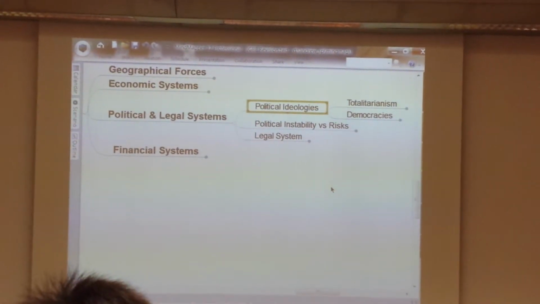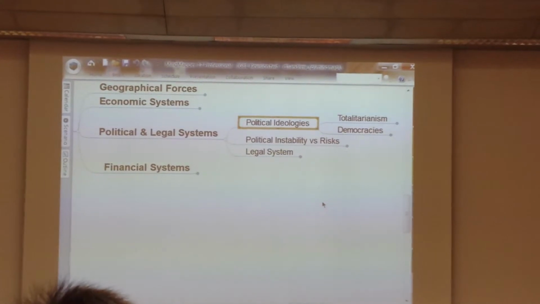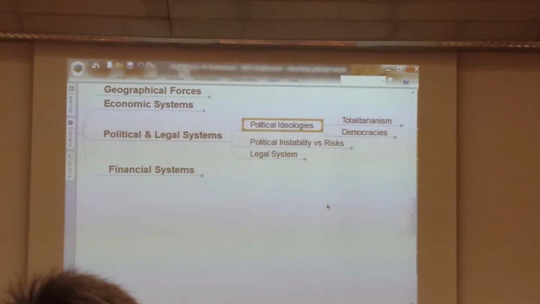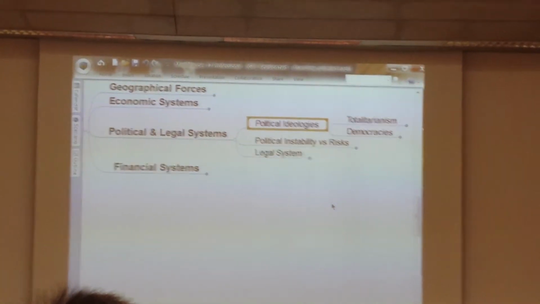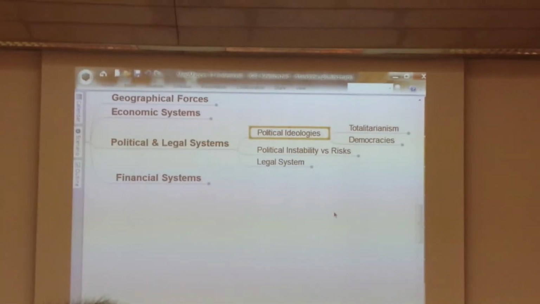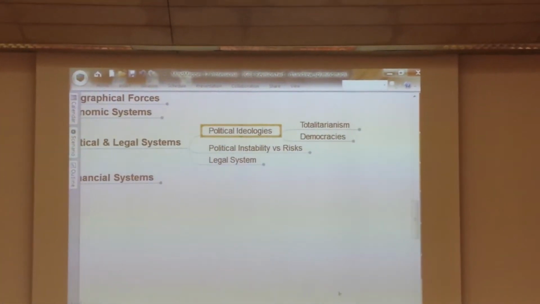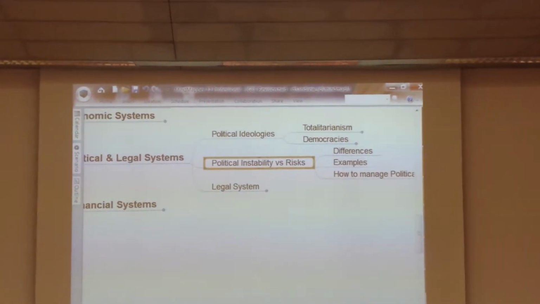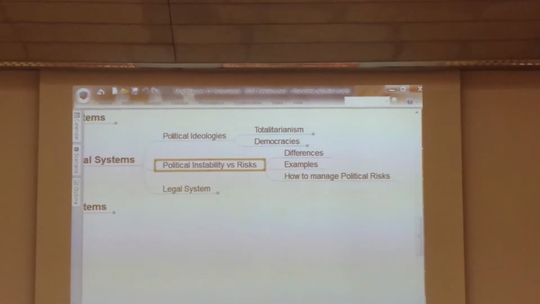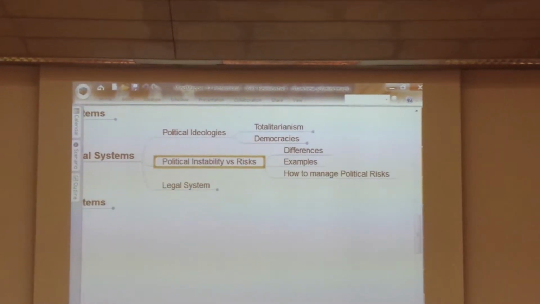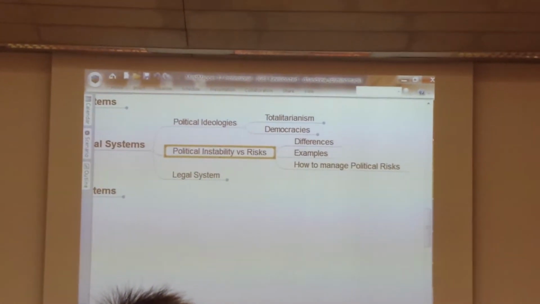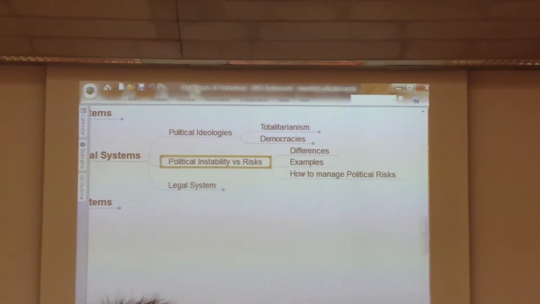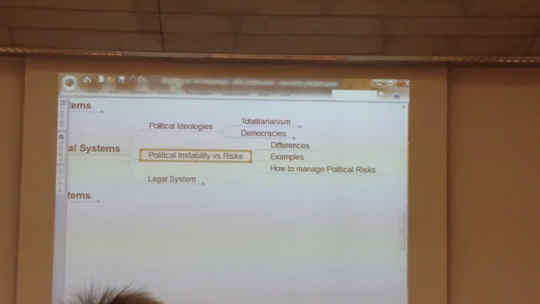Okay, some characteristics of totalitarian markets, democratic markets, how they are different. Then political instability versus risk, what the differences are. There are differences, examples, you know. You have got many forms of political risk, isn't it? Terrorism, confiscation, and all those things.